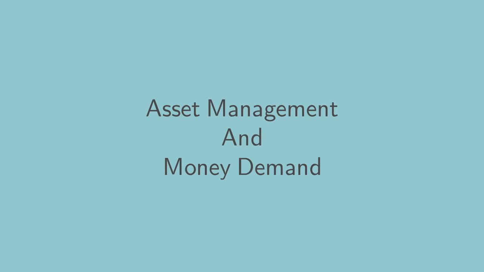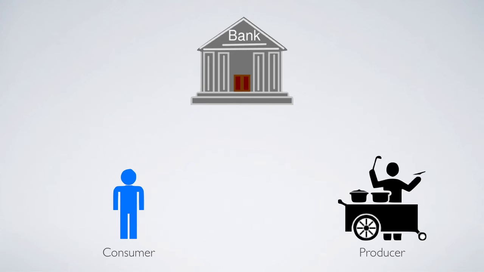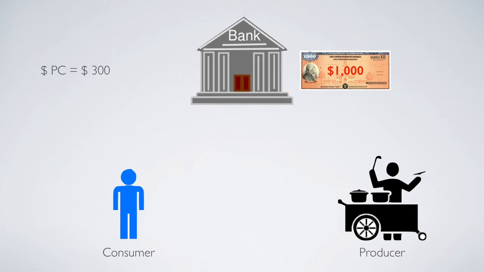First, we start to discuss the relationship between asset management and money demand. To understand their relationship, we consider an economy with a bank, a consumer, and a producer. In each period, some income flows into the saving account of this consumer, and the income can come from his wage or his income from other asset investment. Suppose at the beginning of this month, he received $1,000 in his saving account, and for this month he decided to spend a total of $300 on consumption.